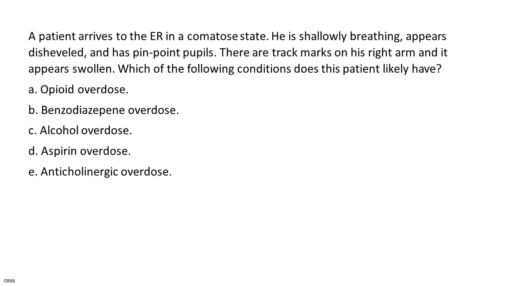A patient arrives to the ER in a comatose state. He is shallowly breathing, appears disheveled, and has pinpoint pupils. There are track marks on his right arm and it appears swollen. Which of the following conditions does this patient likely have? A. Opiate overdose. B. Benzodiazepine overdose. C. Alcohol overdose. D. Aspirin overdose. E. Anticholinergic overdose.